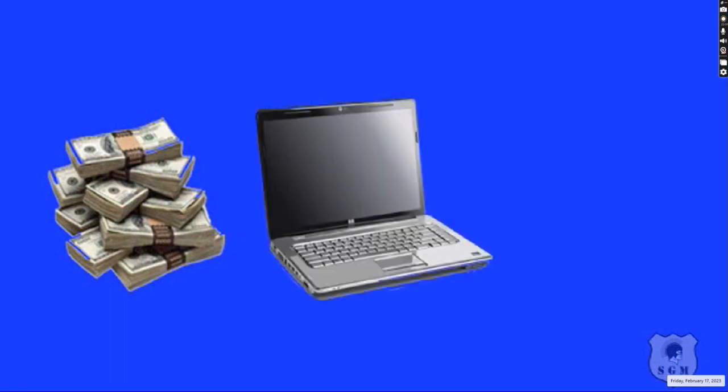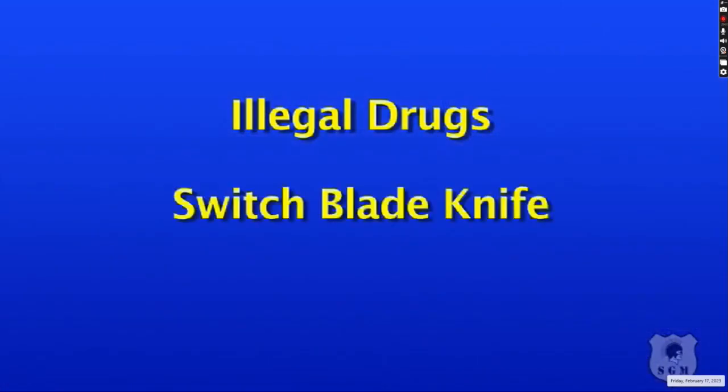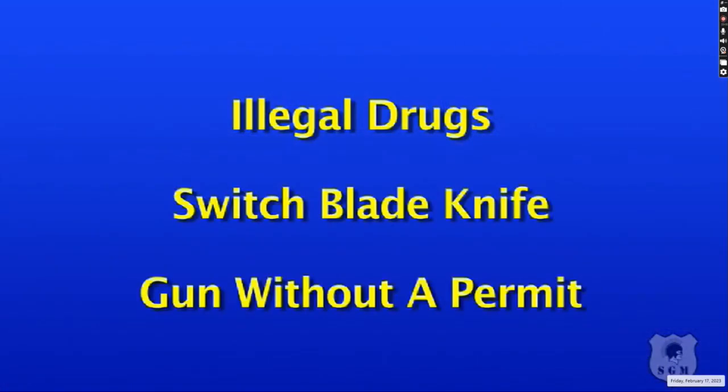The fruits of the crime are the items that they took from the crime during the criminal act. This could be money from a robbery, the laptop from a burglary, the jewelry from a store, etc. Contraband is anything that is illegal to even possess. Some examples are illegal drugs, a switchblade knife, a gun without a permit, and so on.